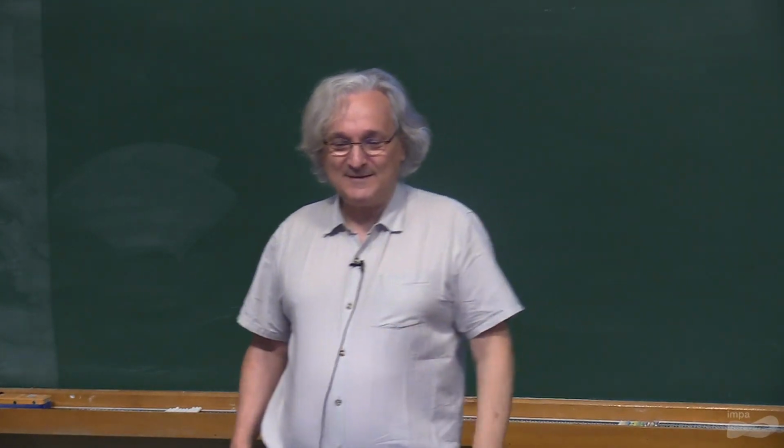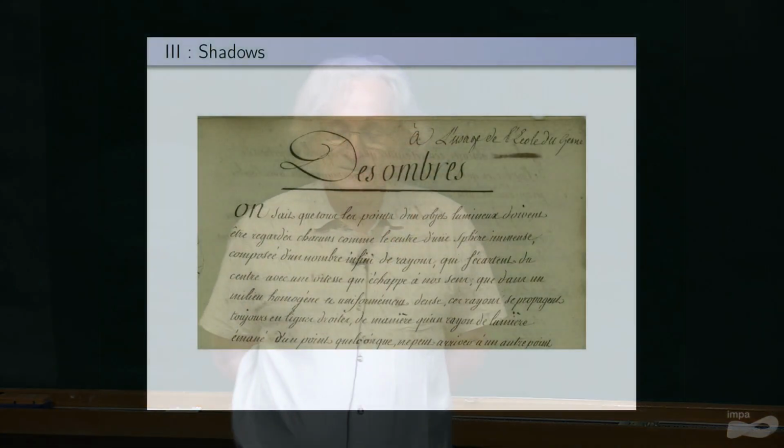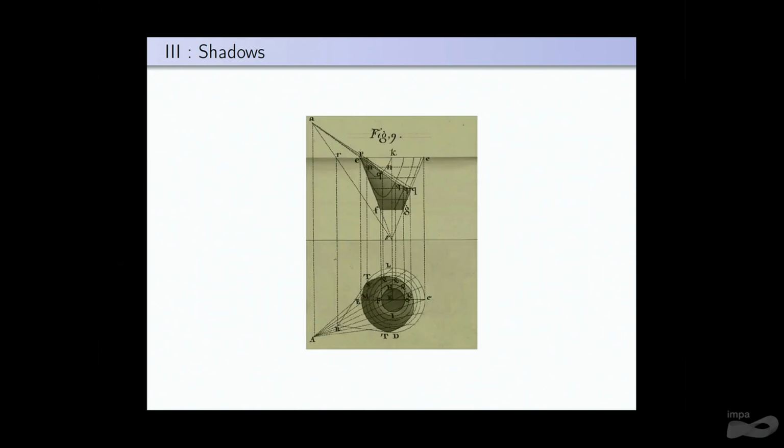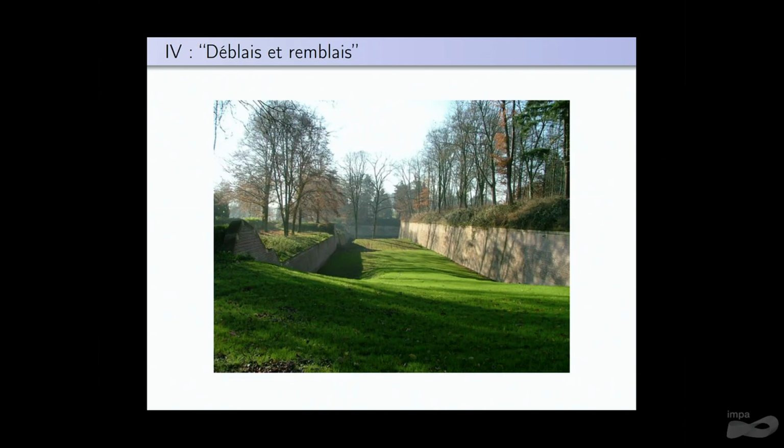Okay, and then you have this wonderful study also trying to understand shadows. You have an object under the light. How do you draw the shadow? This is also a problem that has to be solved geometrically. This is a picture by Monge. And finally, the problem I want to discuss today, the déblai and remblai. Well, I tried to find the translation in English. I don't know. In Portuguese, I don't know either. So the problem is this.